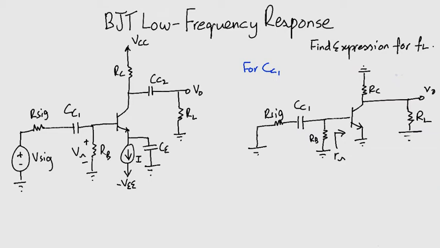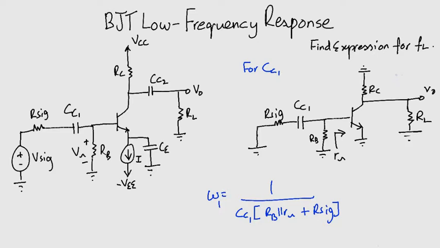Here we are for CC1. CC2 and CE are both shorted, and so is Vsig. All we have to do is find the resistance across the terminals of CC1. This comes out to be Rb parallel with Rpi plus Rsig. Correct? Now why have we added Rb parallel with Rpi with Rsig?